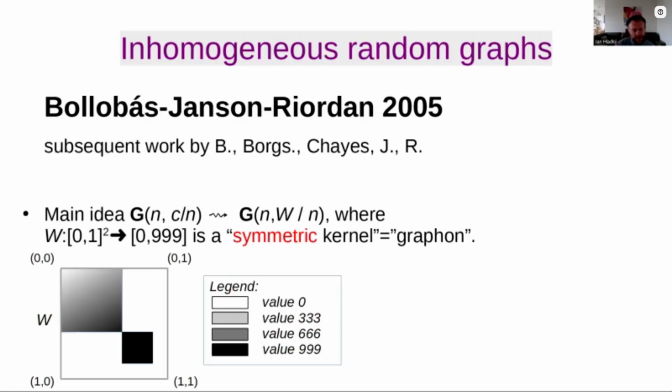And what happens here is you change the parameterization of the model, and instead of having a single constant c, a real number, you introduce a much more complicated parameterization, which is by something I would call a symmetric kernel. What a symmetric kernel is, it's a function on the unit square, which is Lebesgue measurable, and it's symmetric, meaning W(x,y) is equal to W(y,x) for every x and y.